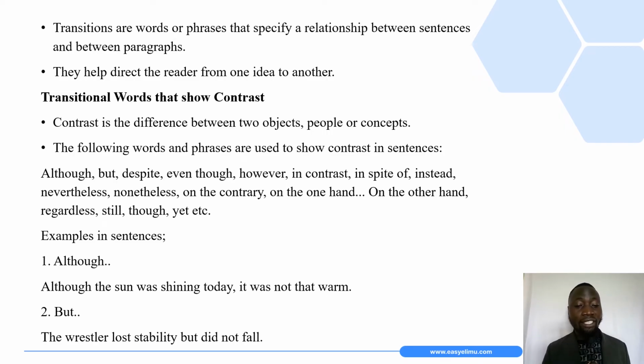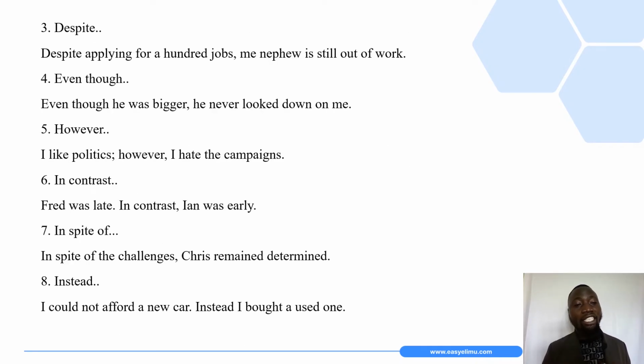Another example that we have is but. The example in a sentence is: The wrestler lost stability but did not fall. We expect someone who has lost stability to easily stumble. But here is a case where it is the opposite. The wrestler who stumbled did not fall on the ground.